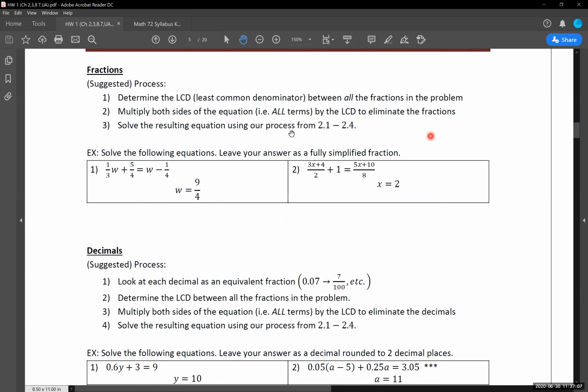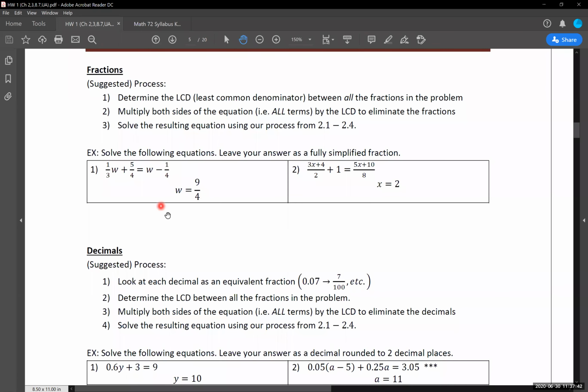The next thing we are doing is we're going to multiply both sides of the equation, meaning all of the terms that we are being presented, by the lowest common denominator to eliminate those fractions. And from there, we're going to solve the resulting equation just like we've done with our previous work. So essentially our first two steps, finding the lowest common denominator and multiplying everything by it, gets rid of the fractions, and then suddenly we are left with a much nicer problem. No fractions are showing up in there.